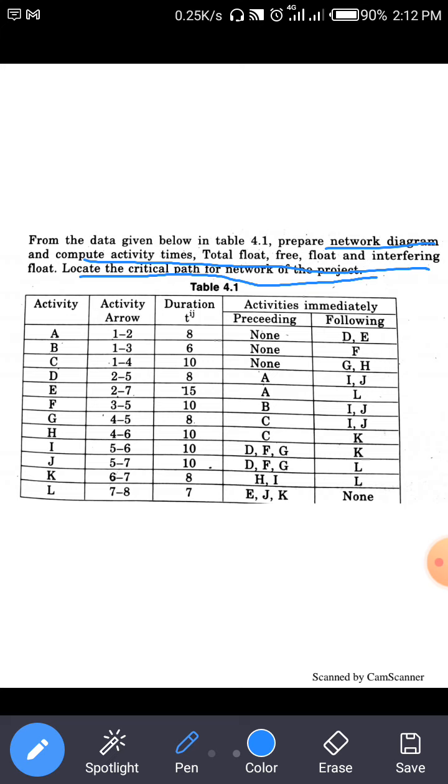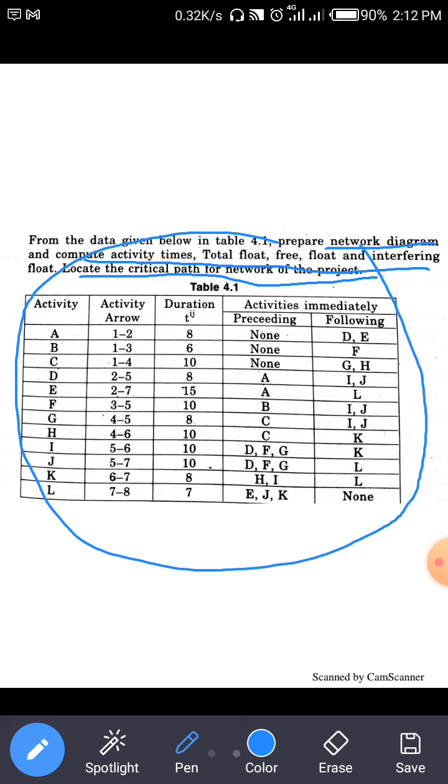So here we find the network diagram. First we draw the network diagram, then we find the activity times, total float, free float, and interfering float, and also the critical path of the project. In this table the activities are given: A, B, C, D, F, G, H, I, J, K, L, with the activity arrows.